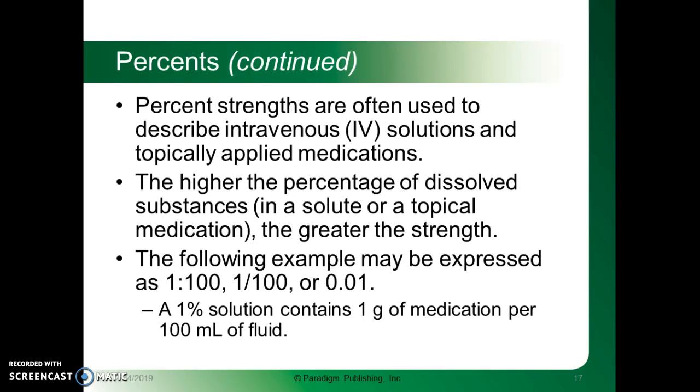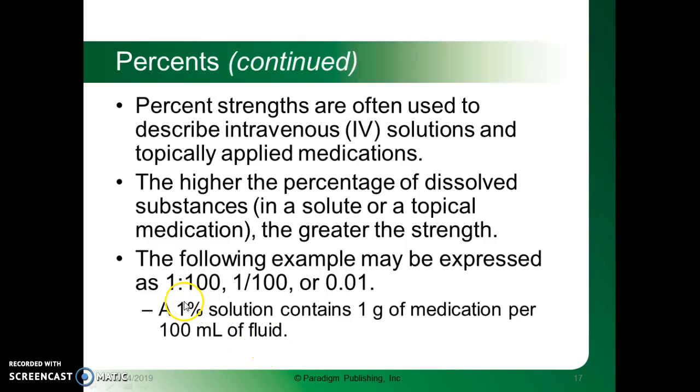So percent strengths are often used to describe intravenous solutions and topically applied medications. The higher the percentage of dissolved substance in a solute or a topical medication, the greater the strength. The following example may be expressed as 1 to 100, 1 over 100, or 0.1. A 1% solution contains 1 gram of medication per 100 ml of fluid.